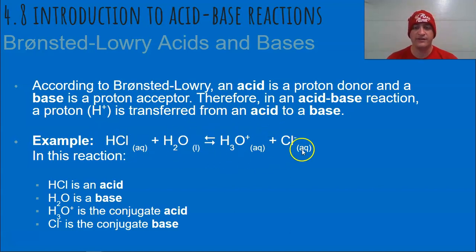So you'll often be given a chemical equation. HCl is the acid because it's donating the hydrogen. It's the one that's giving it. H2O is the base in this case. H3O plus is the conjugate acid. Cl minus is the conjugate base. So these come up as acid-base pairs. So the original acid and the conjugate base. The original base and the conjugate acid. This is how we're going to pair them up, okay?